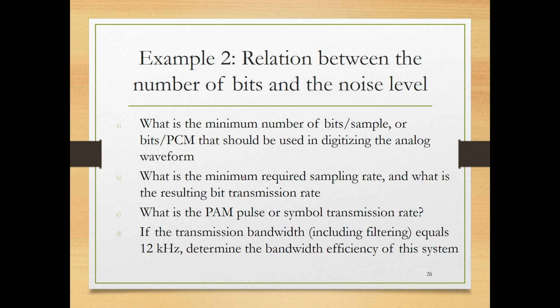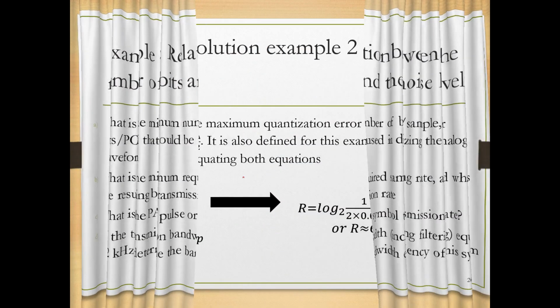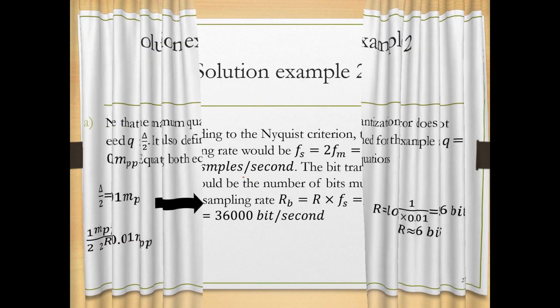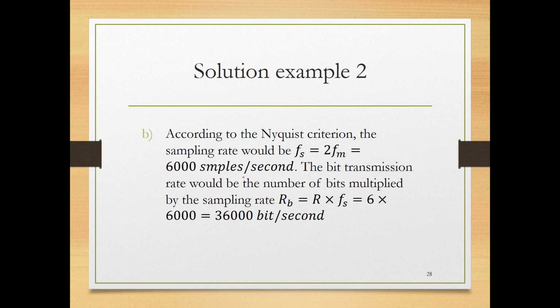Minimum required sampling rate, how do you find it? If I give you a signal of maximum value FM, what's the minimum sampling rate? 2 times FM, 2 times the message. And what's FM? 3 kilohertz. 3 kilohertz means 3000 hertz. Multiplied by 2, you get 6000 samples per second.